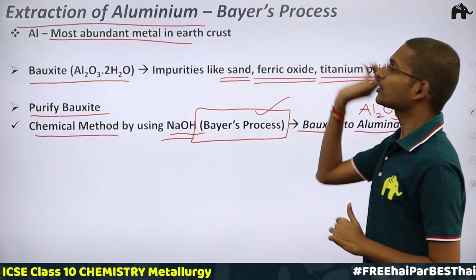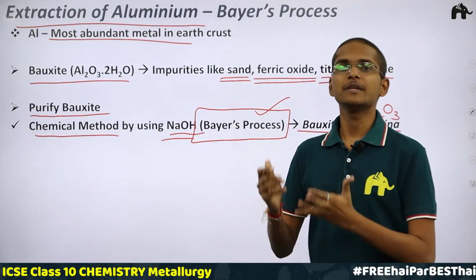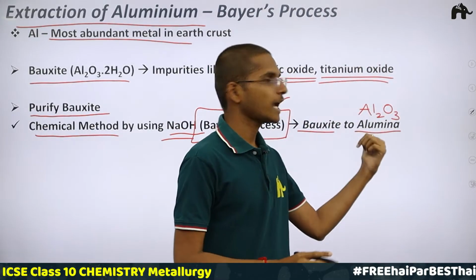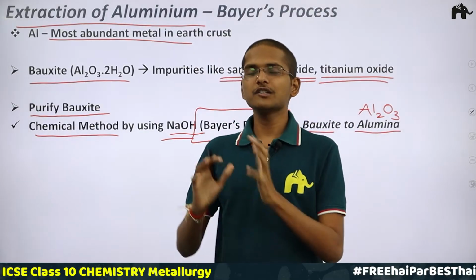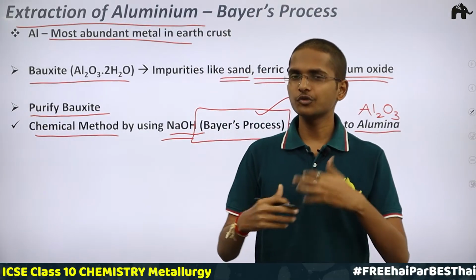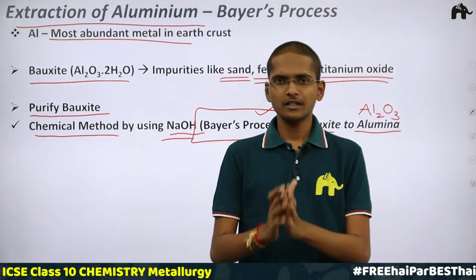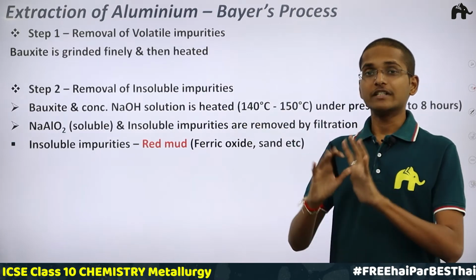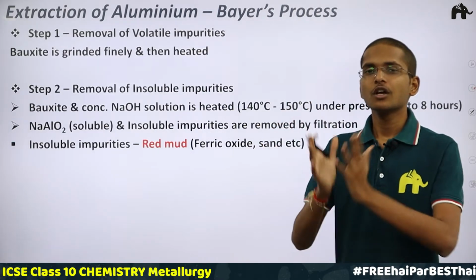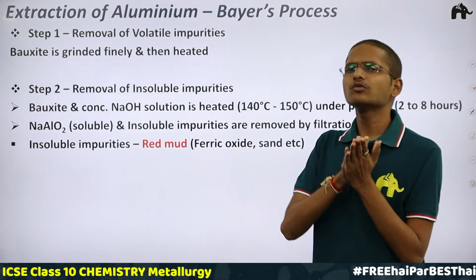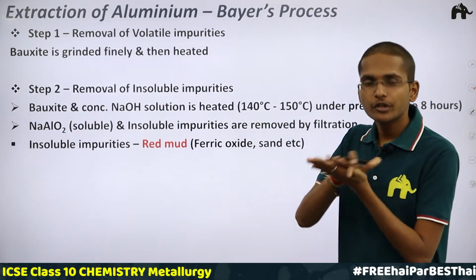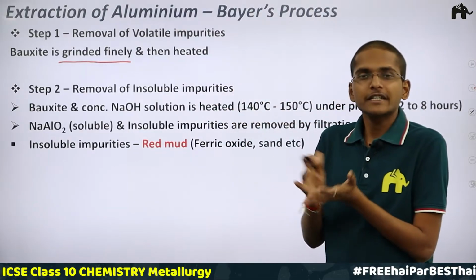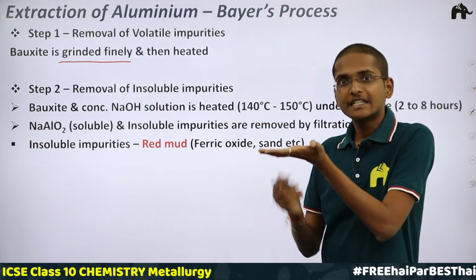Clear? So we are going to start studying what actually Bayer's process is, how we are going to purify bauxite and convert it into alumina. I have divided this process into 4 simple steps so that you can understand it very easily. In step 1, we are going to take the bauxite, crush it, grind it, and make it into a fine powder.